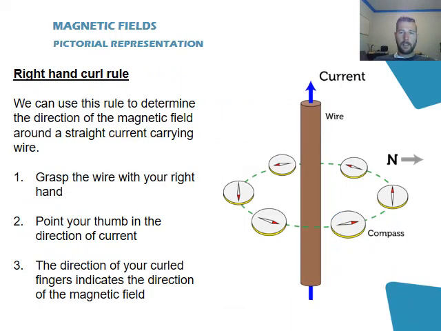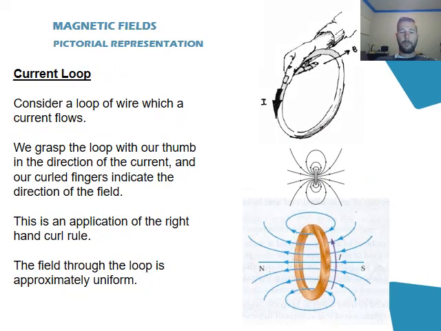So we can actually work out the direction of the magnetic field based on the direction of the current in the wire by using something called the right-hand curl rule. So what we do is we grasp the wire in our right hand, we point our thumb in the direction of the current, and the direction that our fingers go is the direction of the magnetic field. So our next example is a current loop.